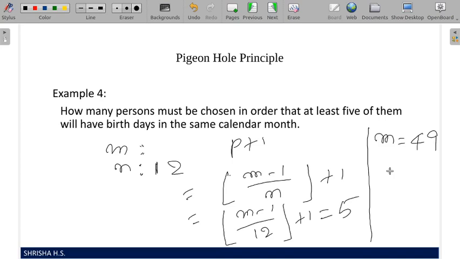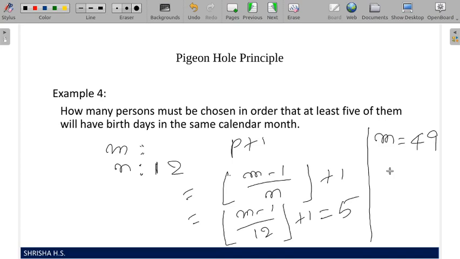12 into 4: you put all the birthdays into the calendar months, 12 plus 12 plus 12 plus 12. The next, the 49th, when you fit it into a calendar month, that calendar month will have its 5th birthday. That's what the question is asking.